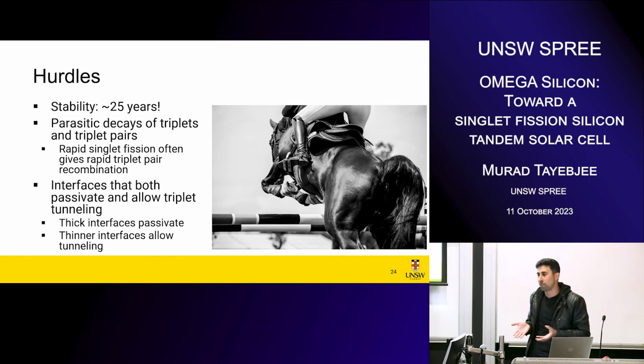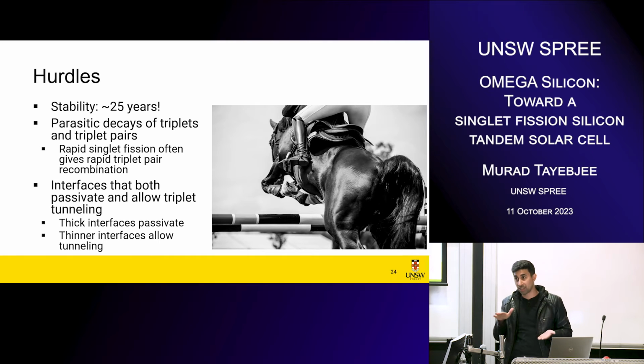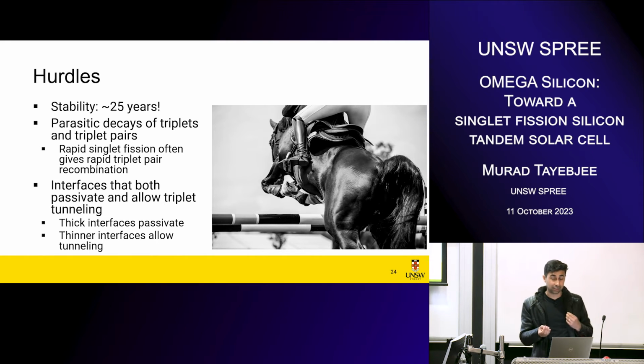Generally, if you want good passivation, you want a thicker passivation layer, but if you want something to tunnel, you want a thinner layer. So you have to balance those two things. But we are making really exciting progress there.